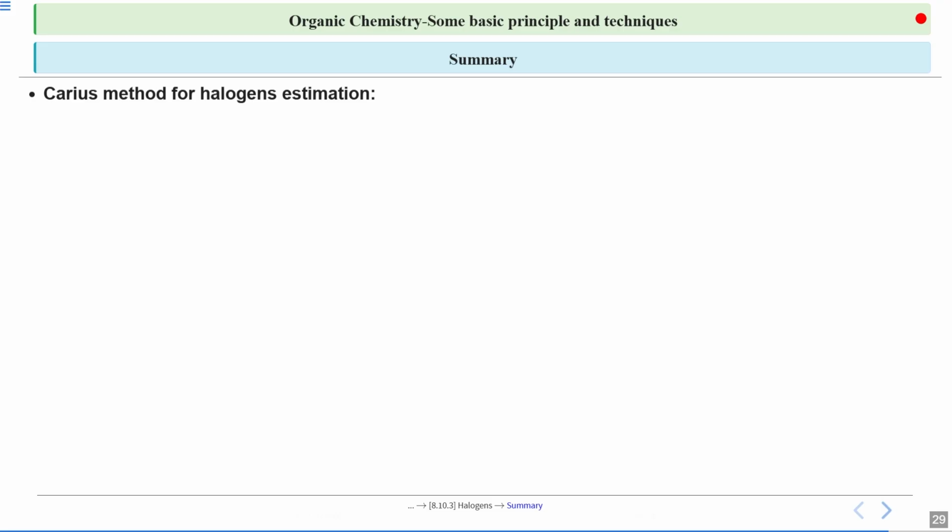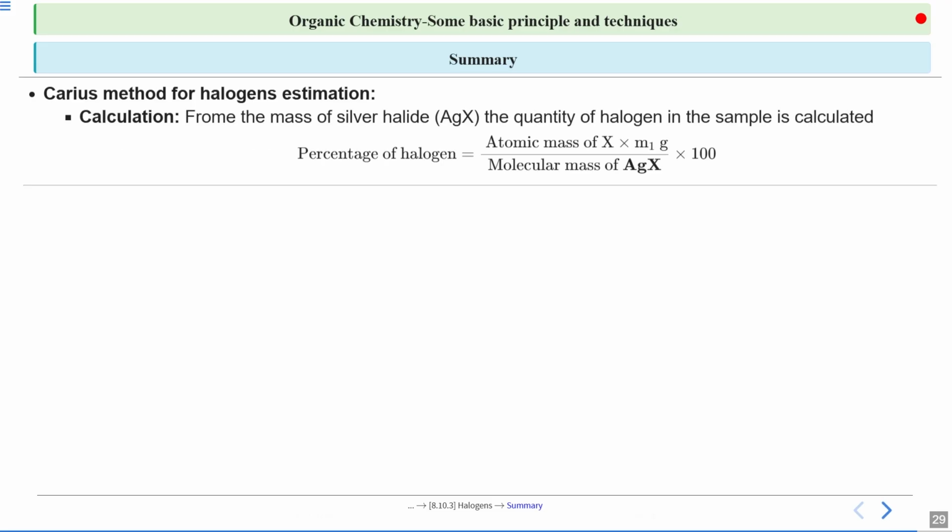Then last, we talked about the Carius method for halogen estimation. Here is the formula for that. The percentage of halogen equals the atomic mass of X multiplied by m1 grams, divided by the molecular mass of AgX, multiplied by 100. Here X is the halogen.